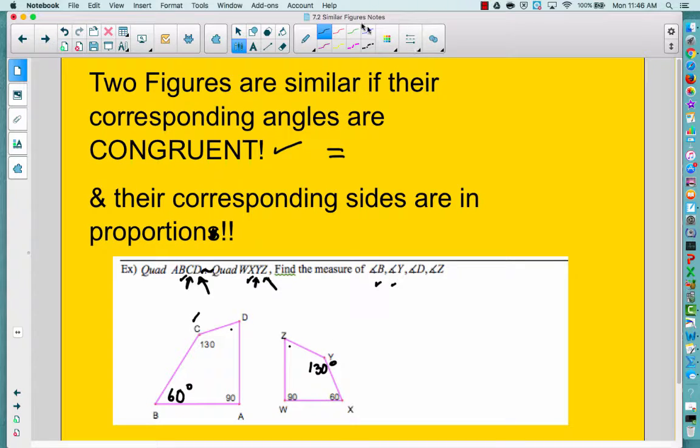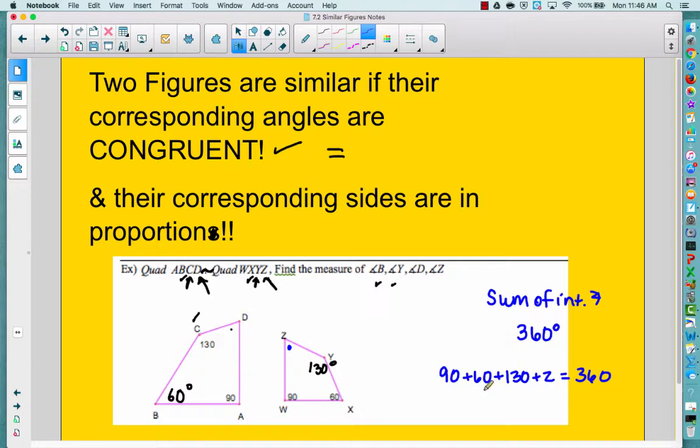What you might notice is that D and Z, both of them are missing an angle measure. So now this is where I have to use some things that we learned in the last chapter. I see these are quadrilaterals, so I know that the sum of the interior angles of a quadrilateral is 360 degrees. So I have to find one of the missing angles. We're going to start with Z.